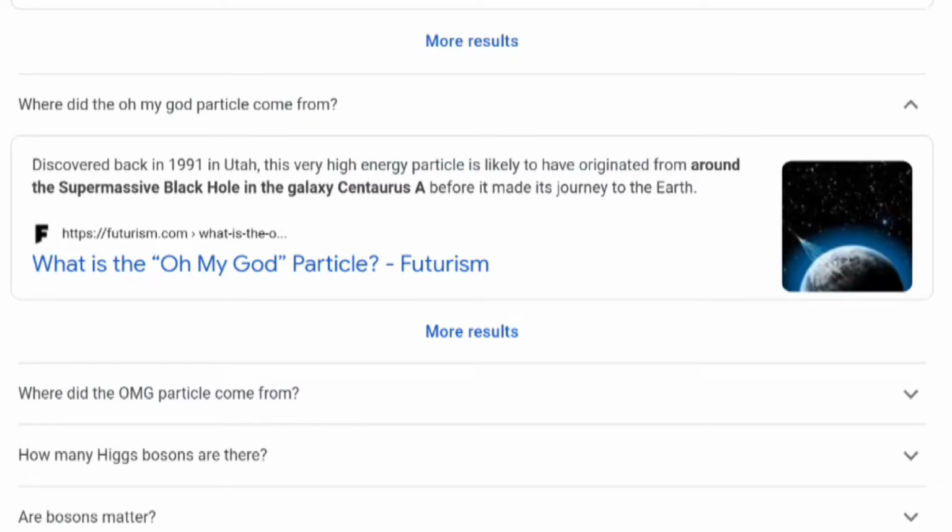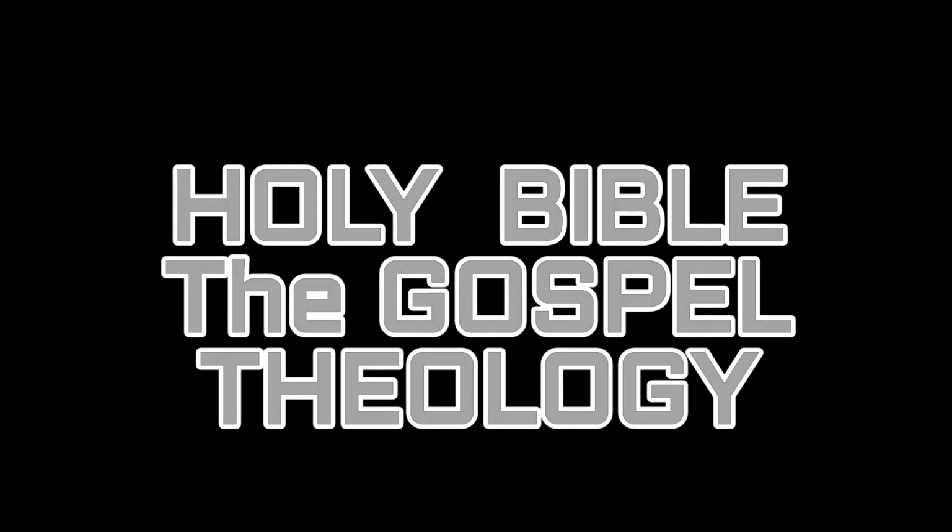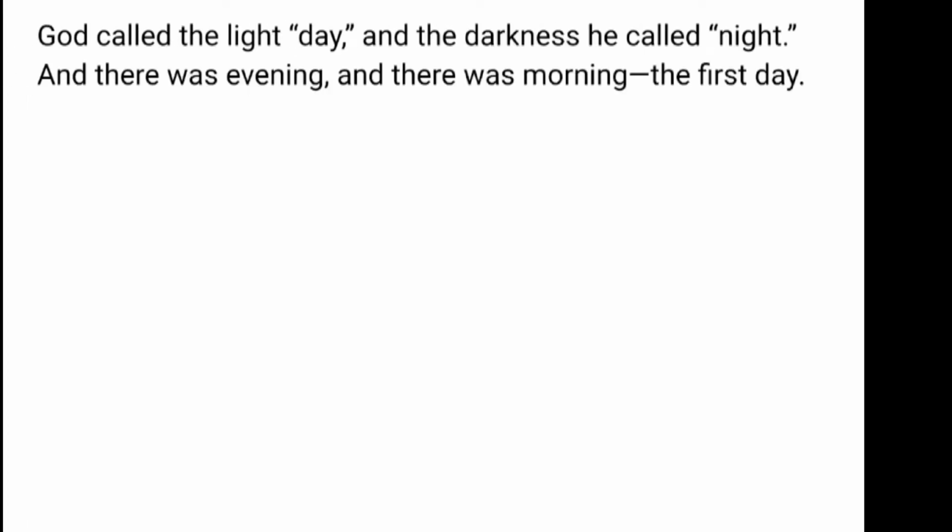If the universe is the answer, what is the question? Genesis, chapter 1. In the beginning, God created the heavens and the earth. Now the earth was formless and empty. Darkness was over the surface of the deep, and the Spirit of God was hovering over the waters. And God said, "Let there be light." And there was light. God saw that the light was good, and he separated the light from the darkness. God called the light day, and the darkness he called night. And there was evening and there was morning, the first day.